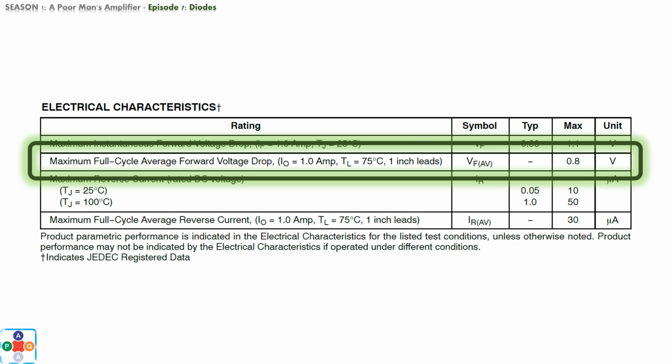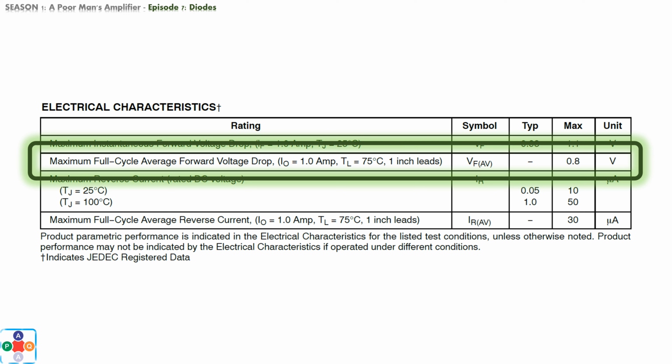Conclusion, this parameter is obtained under test conditions where the measured temperature of the diode's leads was 75 degrees Celsius, and the leads are exactly 1 inch, or 2.54 centimeters long. The obtained value for the forward voltage drop parameter is 0.8 volts, maximum.